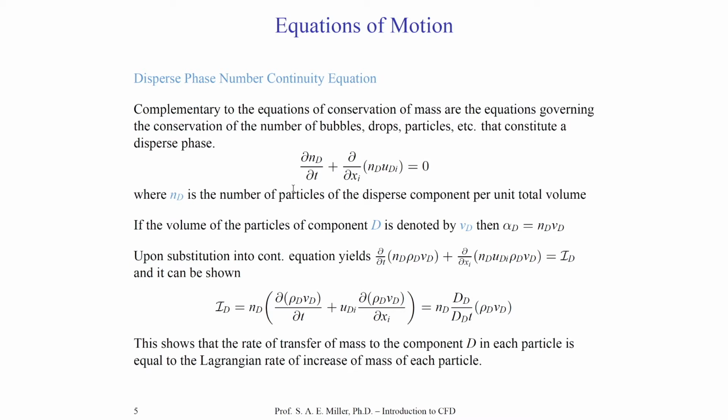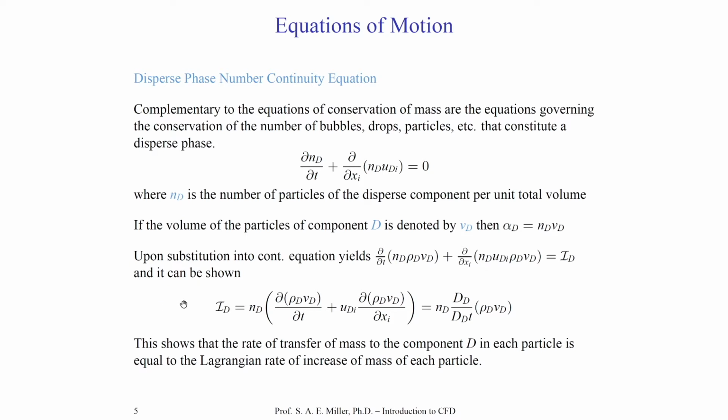And so you might also look at the number of particles per unit volume if you're looking at a purely Eulerian simulation. If the volume of the particles of component d, that is the dth component, is denoted by v sub d, then we will define alpha sub d as equal to n_d times v_d. We can substitute this form back in the continuity equation, and we'll find a form that looks like this.